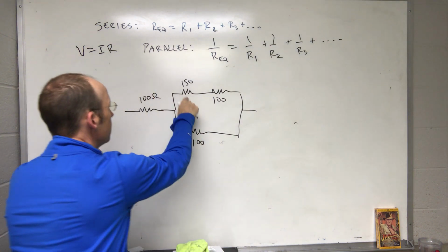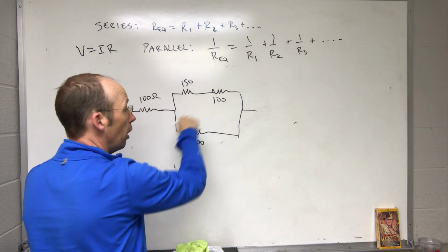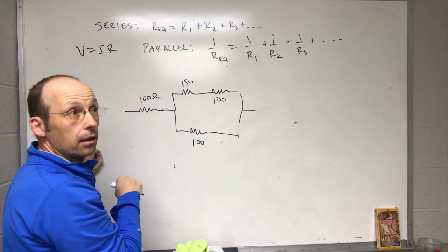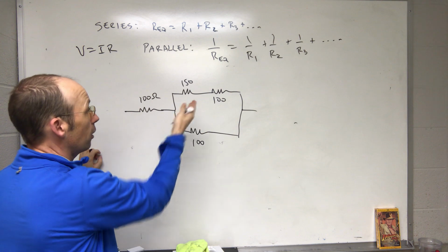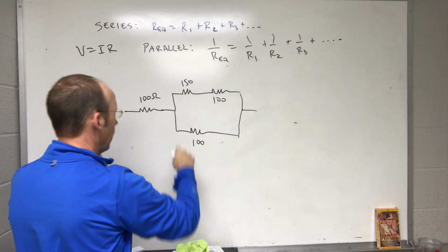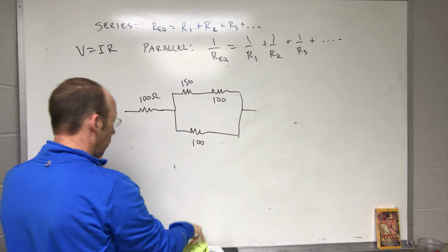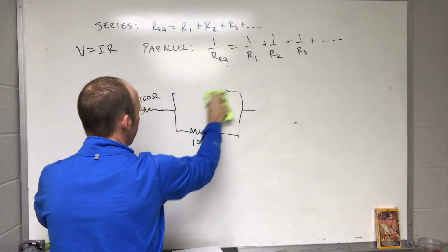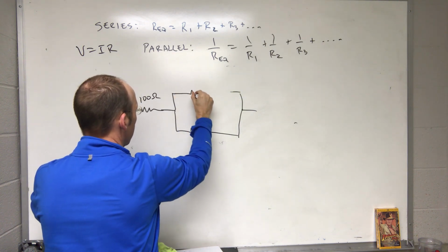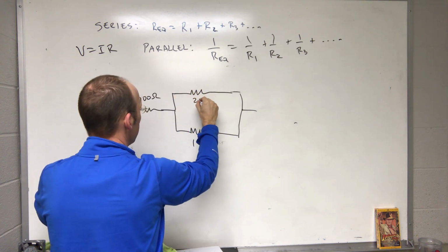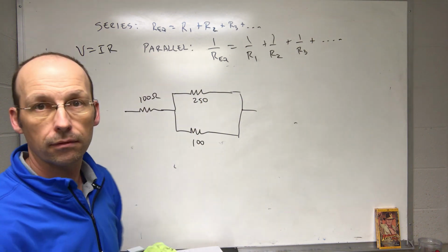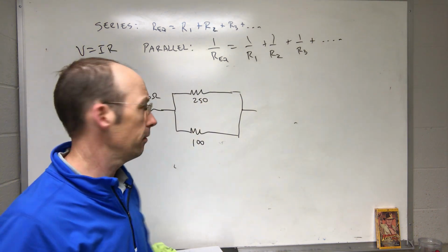So here, this is a 150 and a 100 in series. So I can find the equivalent resistance right here. And that would just be 150 plus 100. So I'm just going to write this as 1 resistor of 250. Okay. So I didn't show the math because it was pretty easy.